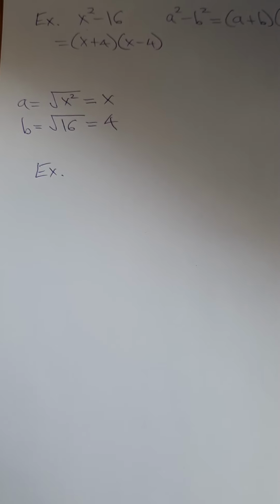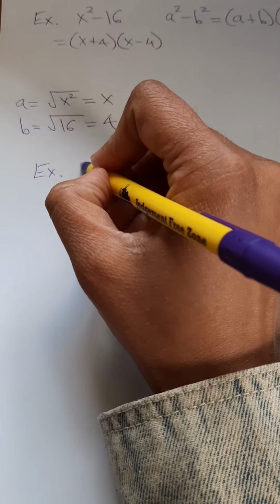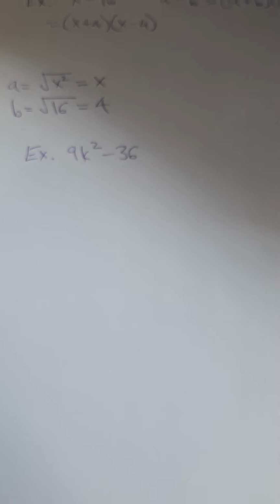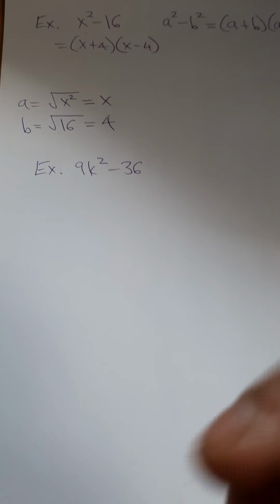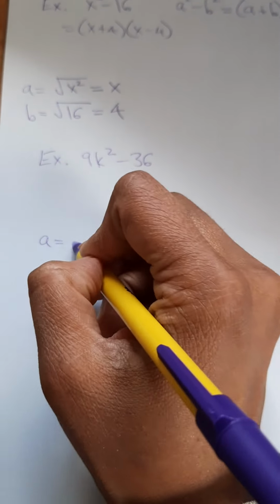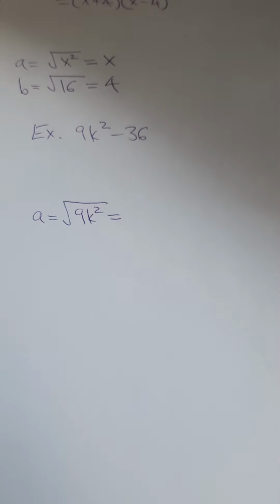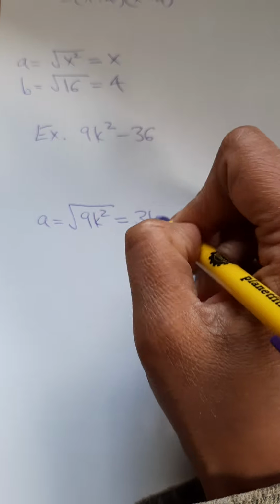Let's try one more example here. Let's do 9k squared minus 36. So again, the a value is going to be the square root of 9k squared, which I notice is 3k.